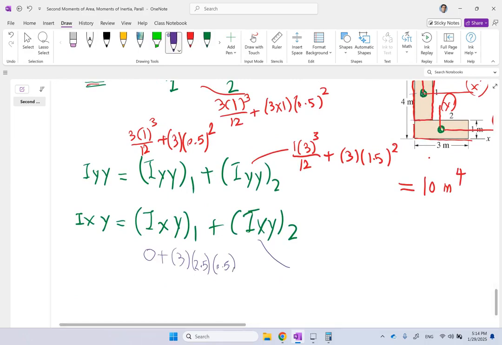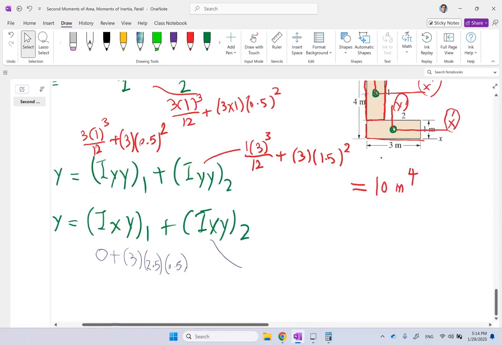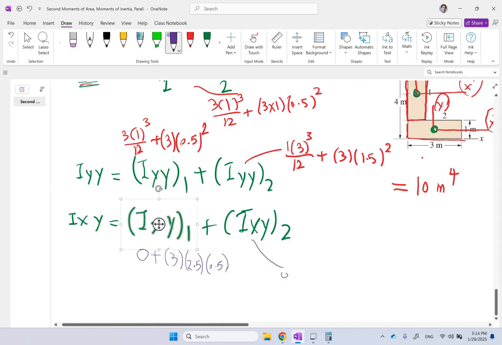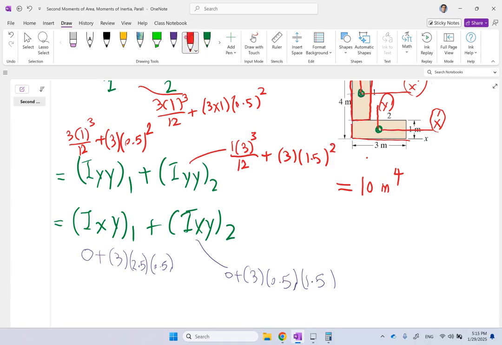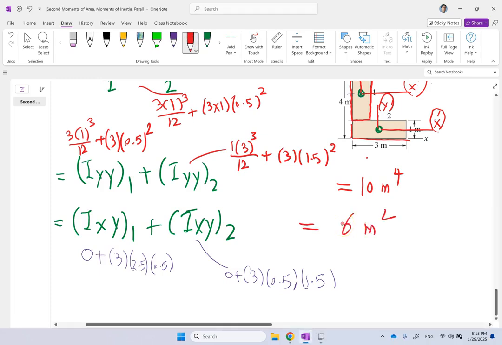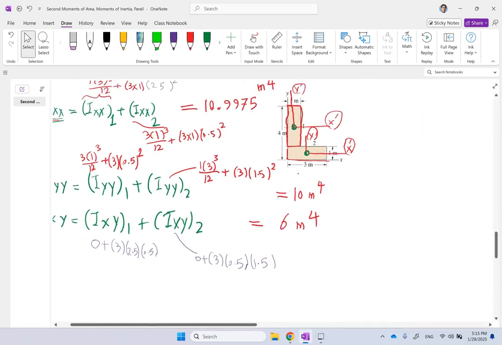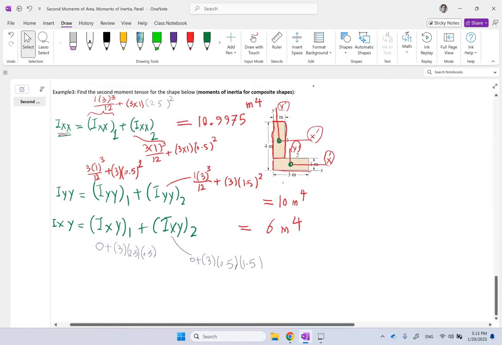For shape 2, again, with respect to its center, with respect to this x prime, y prime, it's 0 plus the area of it, which is 3, times two distances. What are they? This x prime to this x, which is 0.5, and then this y prime to this y, which is 1.5. And if you solve for those, you are going to get 6 meter to the 4. There we go. So I found my number.